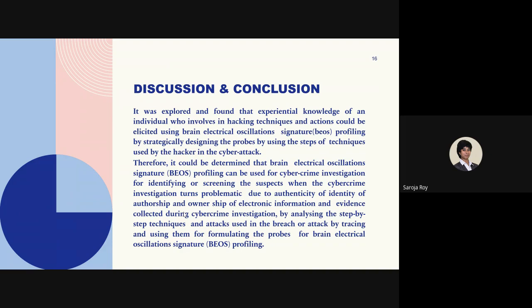So it was explored and found that experiential knowledge of an individual who is involved in hacking techniques and actions could be elicited using BEOS profiling by strategically designing the probes and using step-by-step techniques used by the hacker in a cyber attack. And it could also be determined that BEOS profiling can be used for cybercrime investigation for identifying or at least screening the suspects when the investigation turns problematic due to the authenticity of identification of authorship or ownership of electronic information and evidence collected during cybercrime investigation.